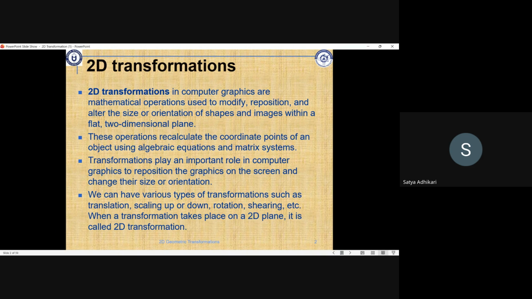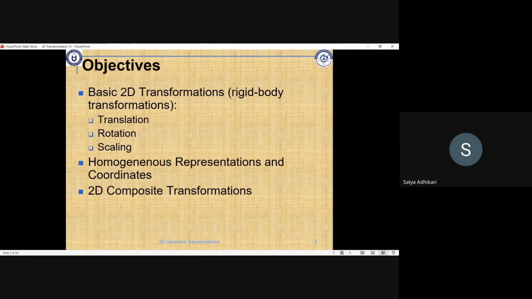As it takes place in a two-dimensional plane, that is why the name is 2D transformation. And these are the objectives. In this session, we will discuss the different objectives of 2D transformation: translation, rotation, scaling. Two others are also there: reflection and shearing, and homogeneous representation and coordinates.